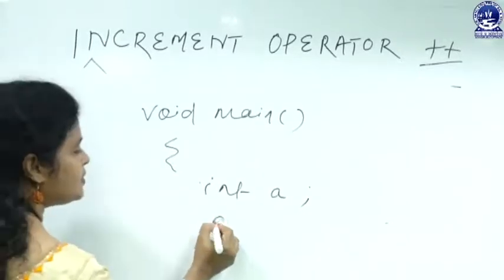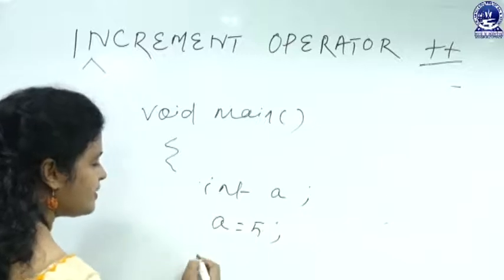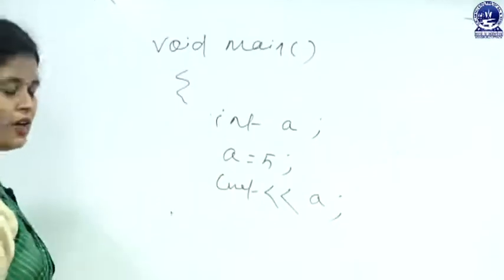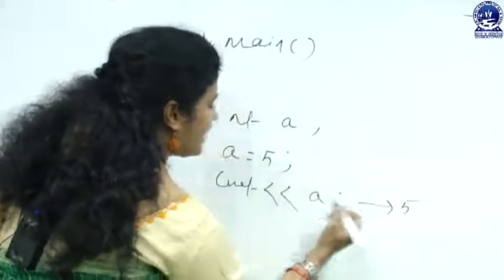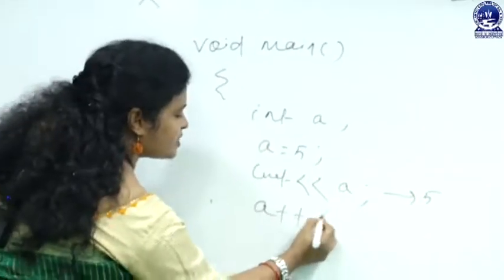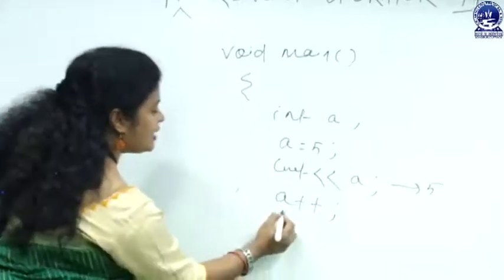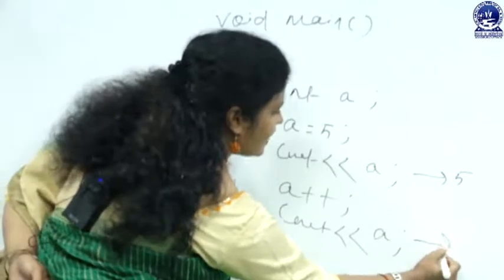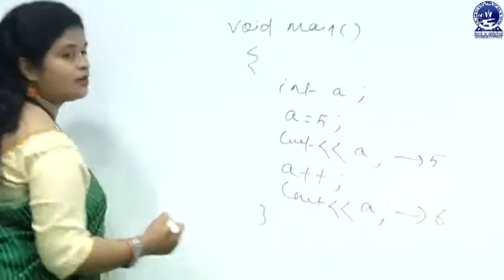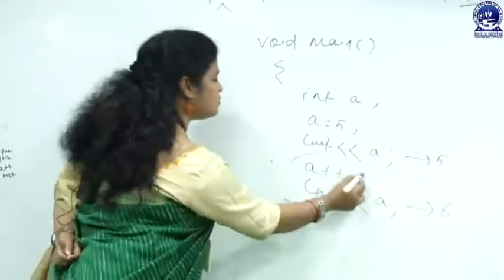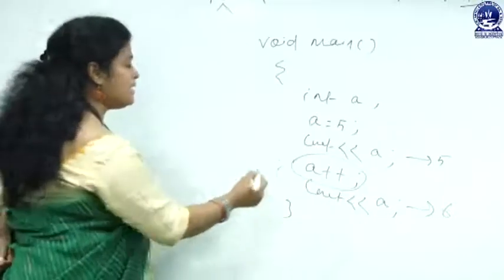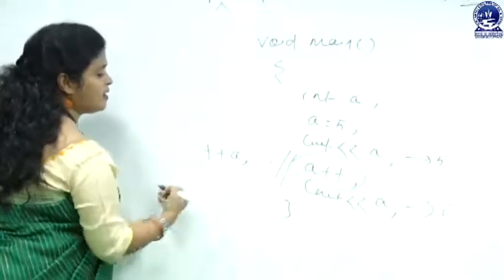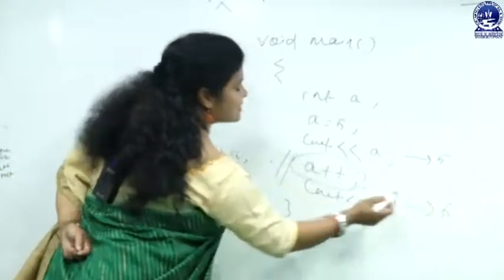Suppose the a value is 5. If you display the a value, then the output will be 5 here. Now let's say you are using a plus plus, and you are displaying the value of a here, then the value will be 6, and the closing brace. Here I am using the postfix operation. Instead of the postfix operation, if you use prefix, you will also get the same answer, 6, here.